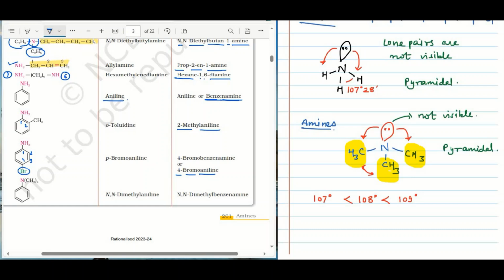Now come to the next example. Here all the hydrogens of ammonia are replaced, or you can say 2 hydrogens of aniline are replaced with methyl groups. So you can write the name of this molecule as N,N-dimethyl benzene amine, or you can write N,N-dimethyl aniline.